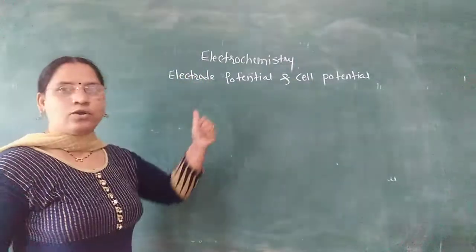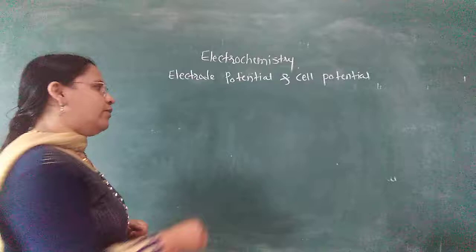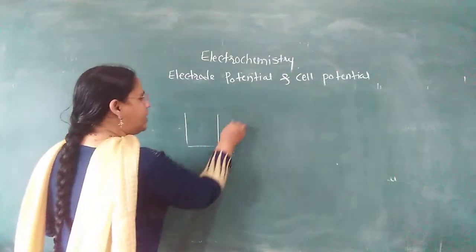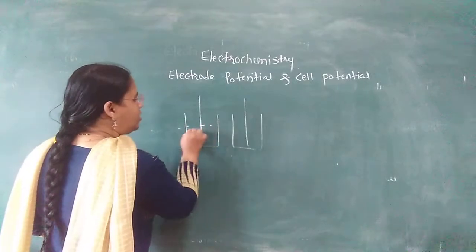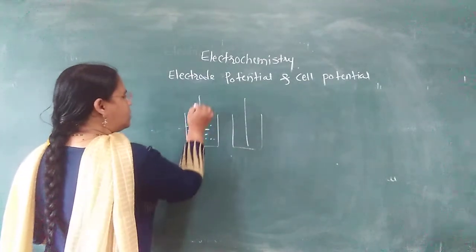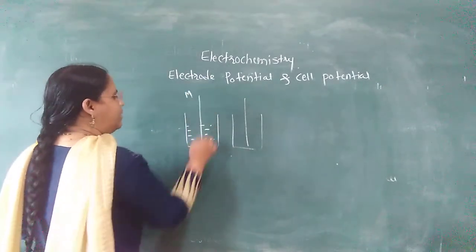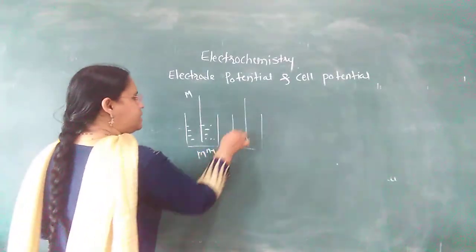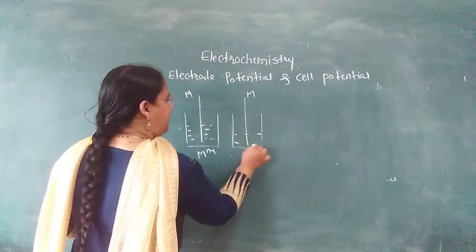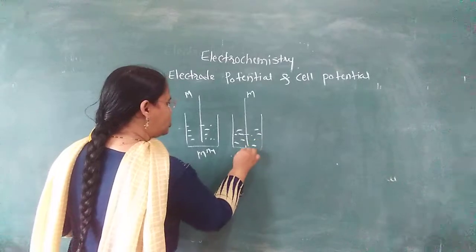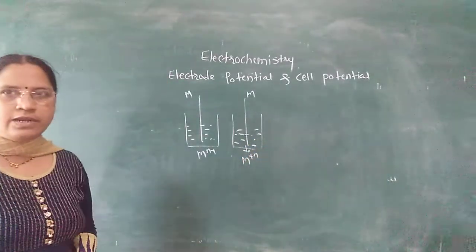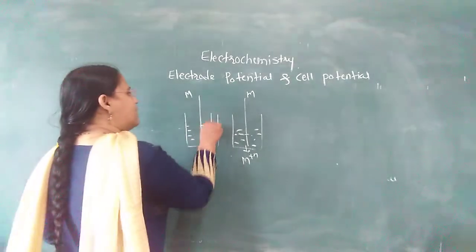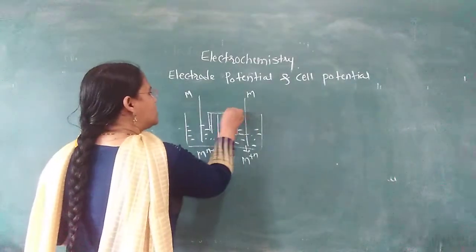Now what is the electrode potential? Just now we know that while drawing the galvanic cell, we use two half cells, where a metal rod is immersed into the solution of its own ion. Suppose this is the metal M, inserted into the solution of M^n+. Okay, this is our representation. And these two half cells are connected by a salt bridge.